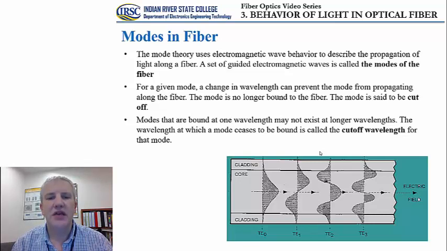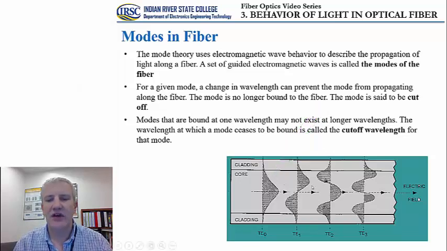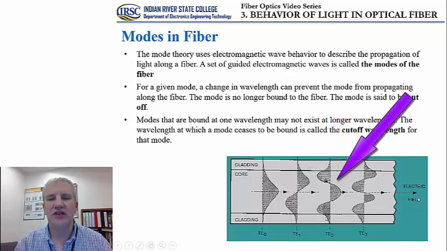peaks and valleys. If you can focus on the bottom half of this slide, you can see a few different modes of light that are shown that are propagating along an optical fiber. We have so-called TE0 mode that has just one peak, one maximum, and then we have TE1 mode that has two peaks, one positive and one negative, and then we have TE2 mode, etc.